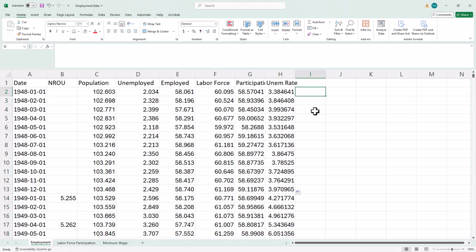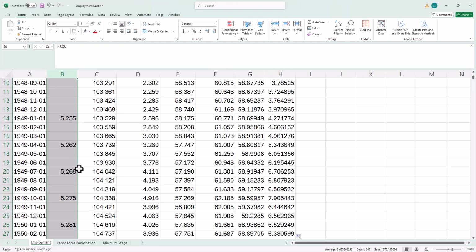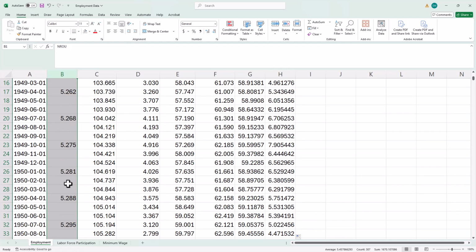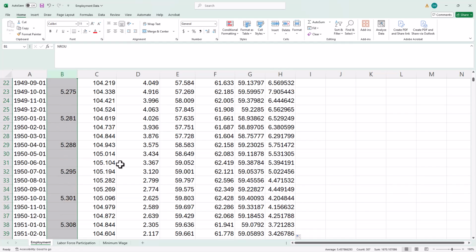The last figure that I want to call attention to on this sheet is the natural rate of unemployment, which is listed in column B. This does not get calculated every month. It gets calculated quarterly, which is why there's some gaps in the data here. The natural rate of unemployment is the estimated amount of unemployment that would happen if there were no short-run cyclical effects. Cyclical unemployment is what results from short-run economic fluctuations like booms and recessions.